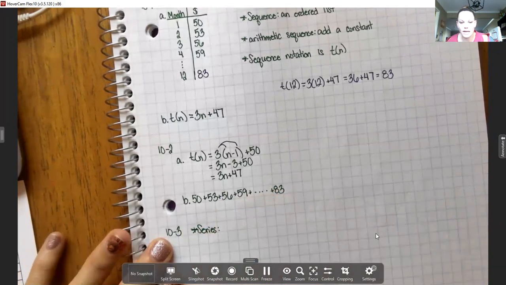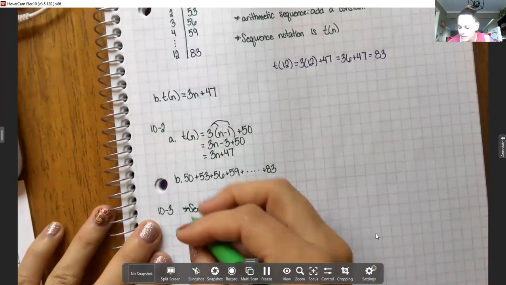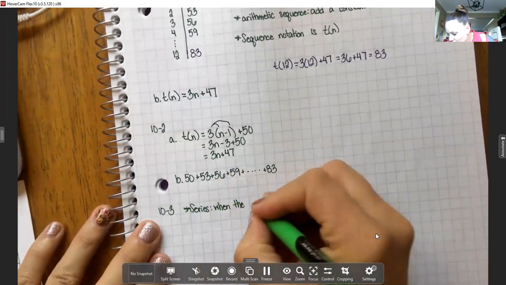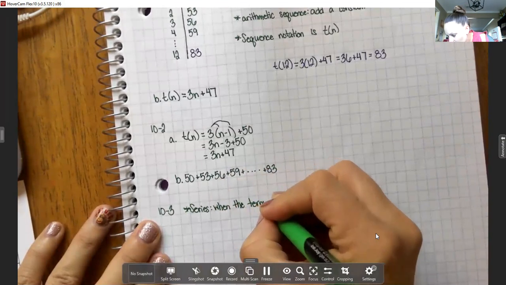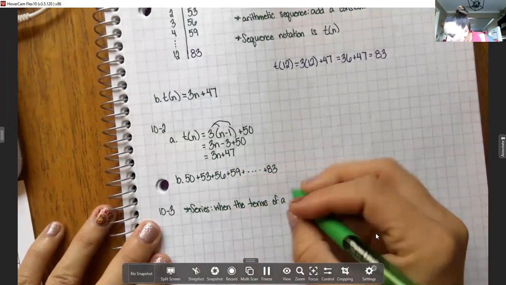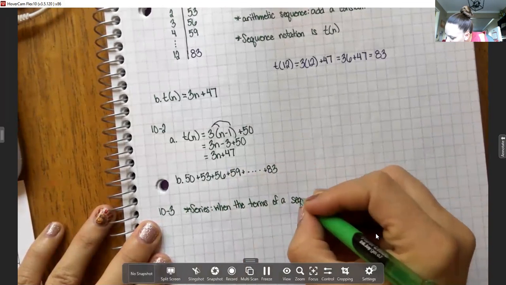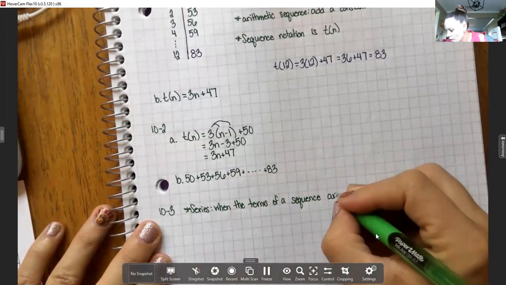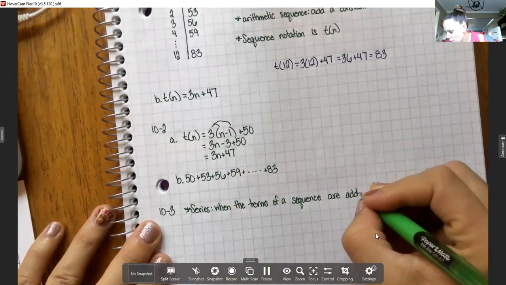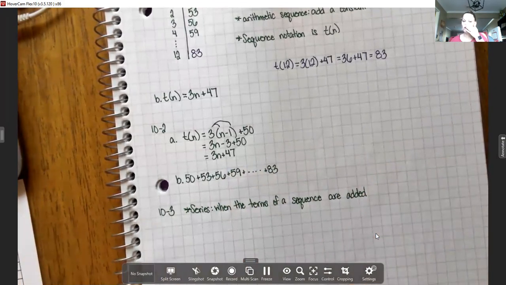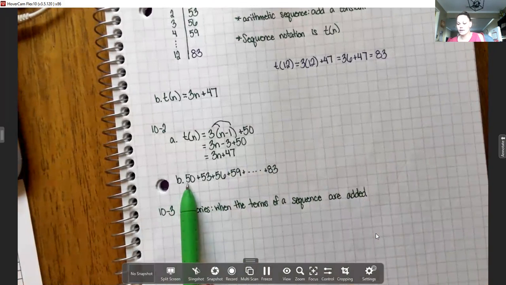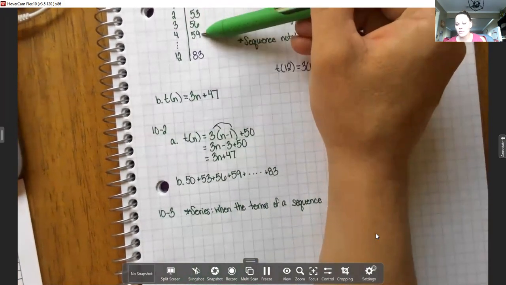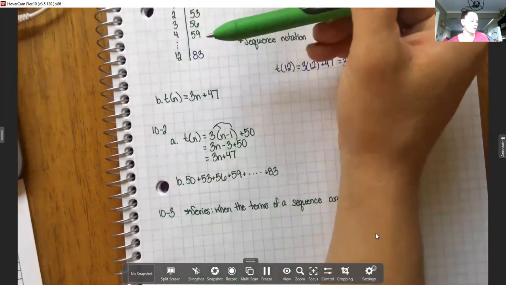The most important thing to take away from this problem is what a series is. It's when the terms of a sequence are added together. So this right here is a series because we added all of them. Up here where we just listed them, that was a sequence.